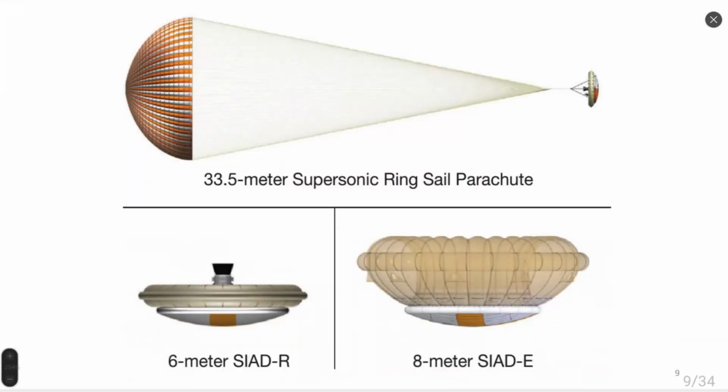So this deceleration happens in several stages. The first stage is a more compact geometry at high hypersonic velocity. Then when velocity decreases, it opens some external or extra bumpers, let's say, which create extra drag. And then when velocity is sufficiently small, it opens a parachute. This parachute is huge, it's a 33.5 meter parachute.